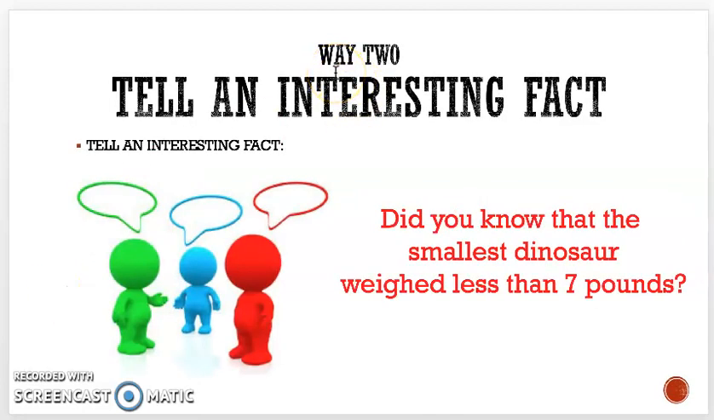The second way is tell an interesting fact. So if I was writing my review or opinion piece about dinosaurs, I can start my introduction with an interesting fact. It can be, "Did you know that the smallest dinosaur weighed less than 7 pounds?" This will want my reader to continue reading. They're going to say, "No, I did not know that." They're going to say, "Oh my gosh, that is so cool. I have to read the rest of this writing so I can see what it's about."